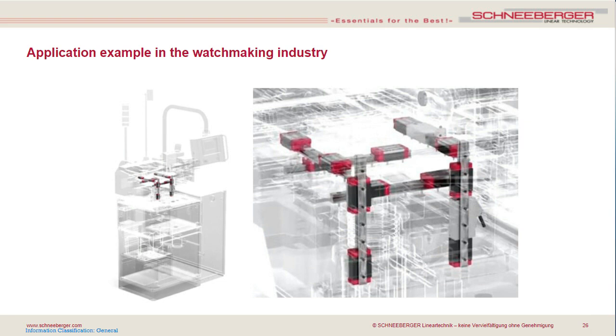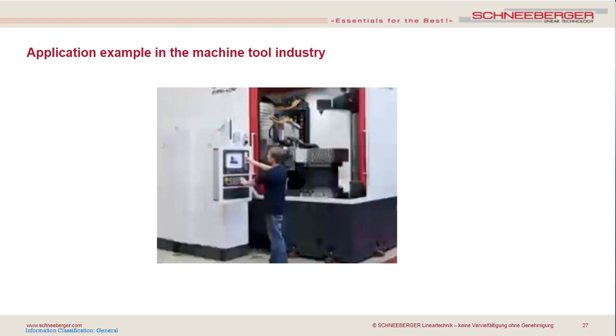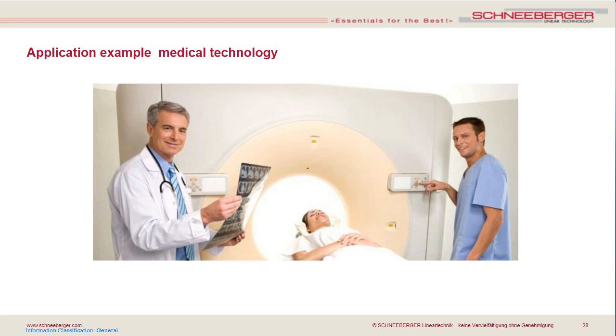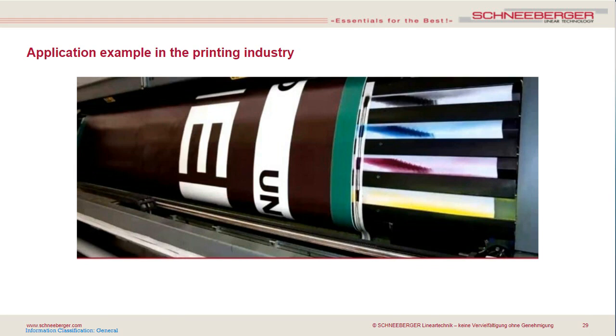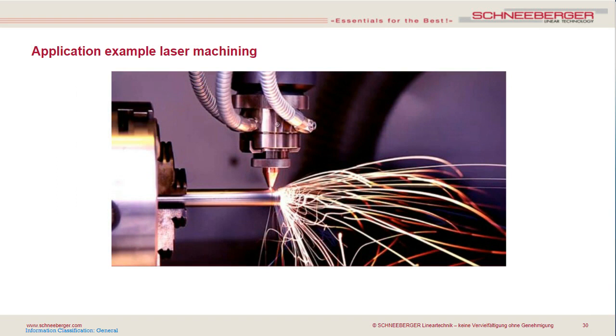The second picture shows you an example out of the machine tool industry, in this case a huge horizontal milling machine. The next picture shows you an application example in medical technology. An application in the printing industry shows you this picture. AMS is often taken in laser machining, which shows you this picture here.